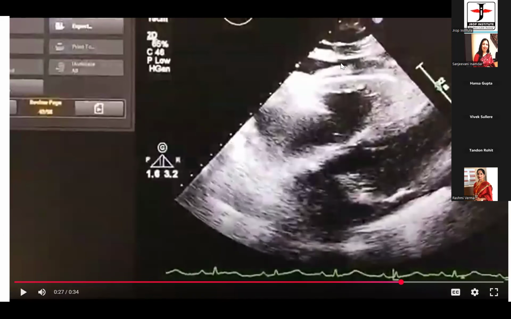You are seeing an anechoic area as well as an echodense area. Yes, ma'am. So both things are present there. Yes, sir. All right. Yes, ma'am, a question is coming: can it be a partially organized effusion?